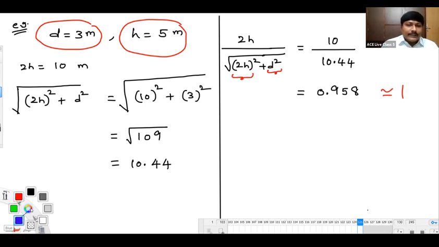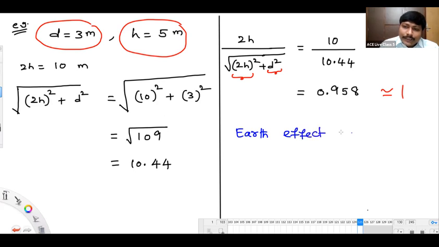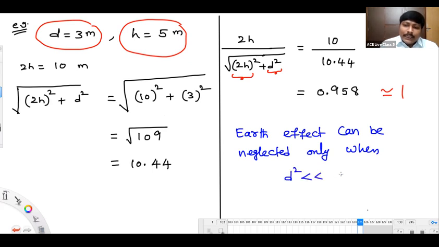So I can say the earth effect can be neglected only when D square is very, very less compared to 2h whole square. In that case only, the earth effect can be neglected.